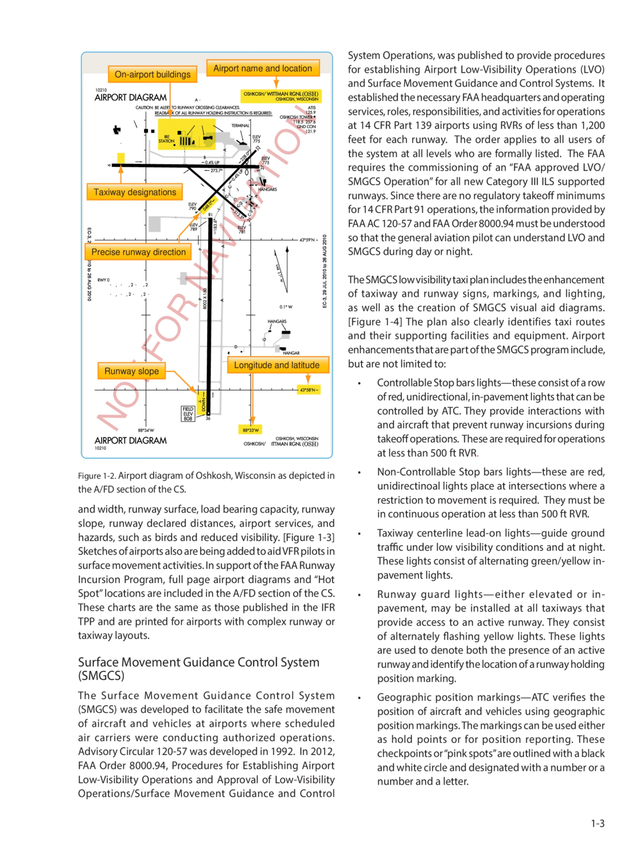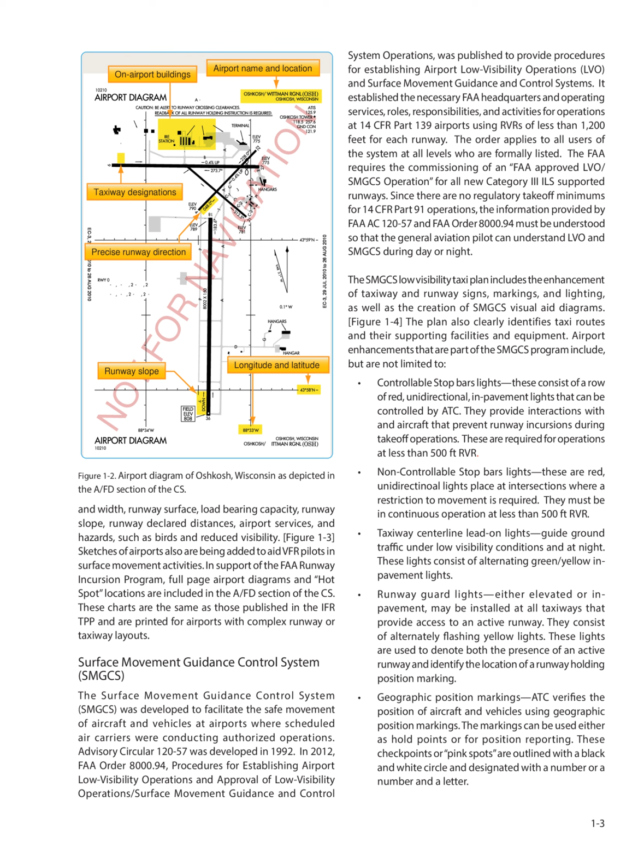It established the necessary FAA headquarters and operating services, roles, responsibilities, and activities for operations at 14 CFR Part 139 airports using RVRs of less than 1,200 feet for each runway. The order applies to all users of the system at all levels who are formally listed. The FAA requires the commissioning of an FAA-approved LVO/SMGCS operation for all new Category 3 ILS-supported runways.